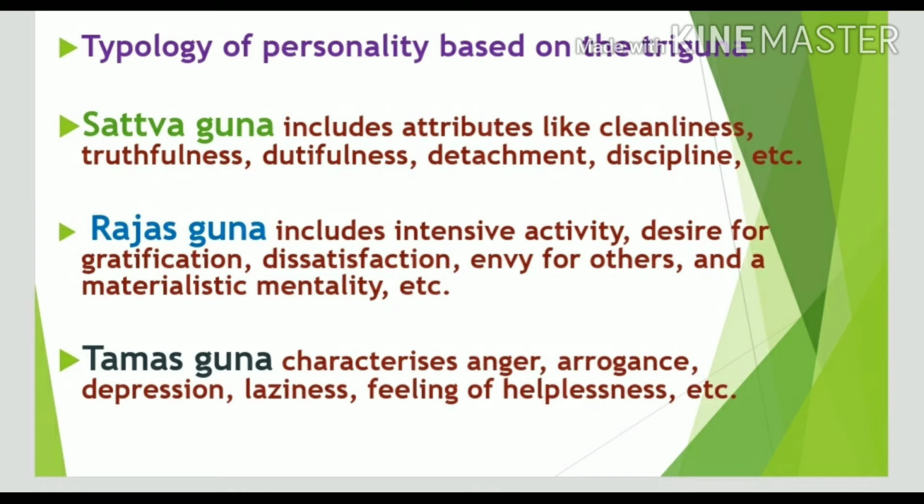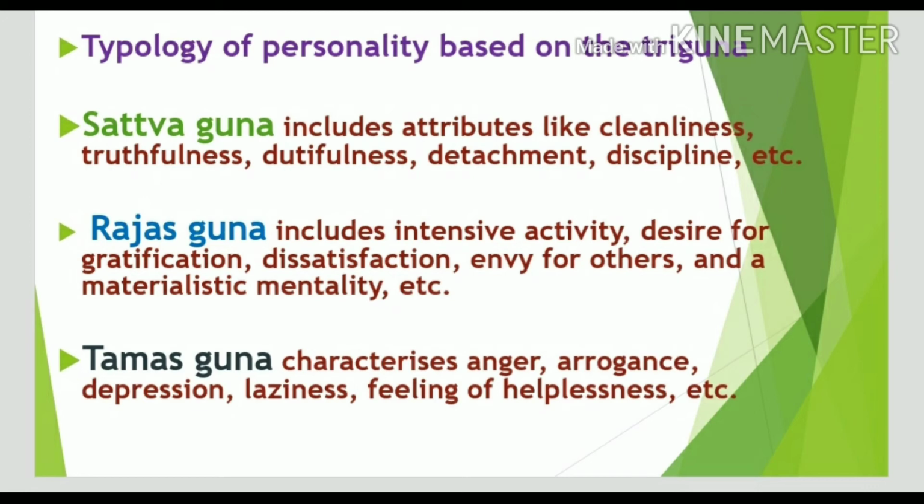personality in Indian tradition is based on three gunas also. And dominance of these gunas determines the individual's personality. There are three gunas. First one is sattva guna, that includes attributes like cleanliness, truthfulness, dutifulness, detachment, discipline, etc. It is basically the spiritual quality. One is capable of vast knowledge and deep understanding. He is non-egoistic and firm.